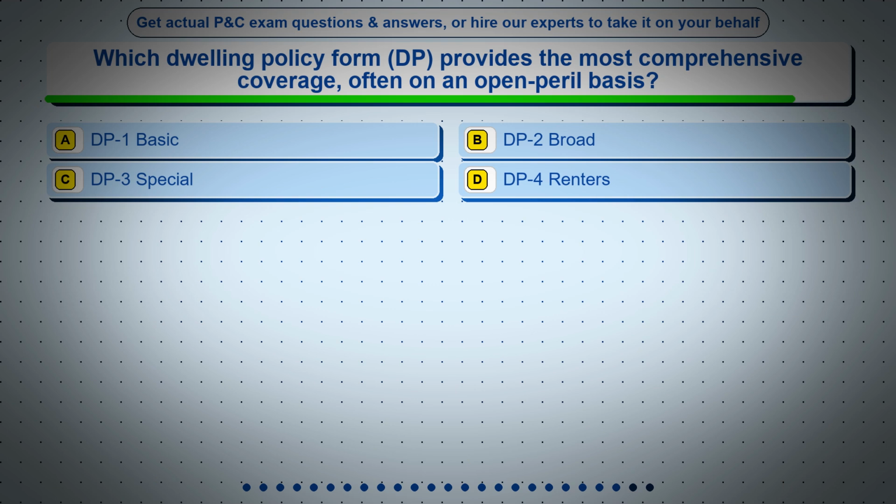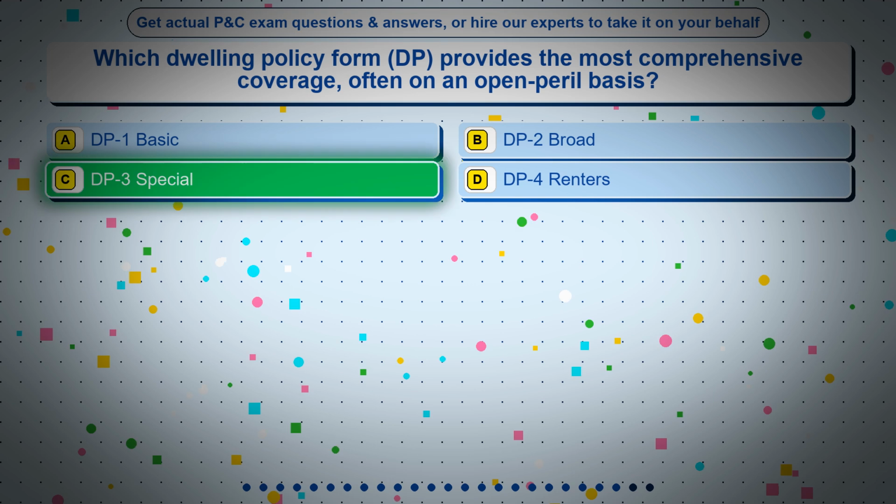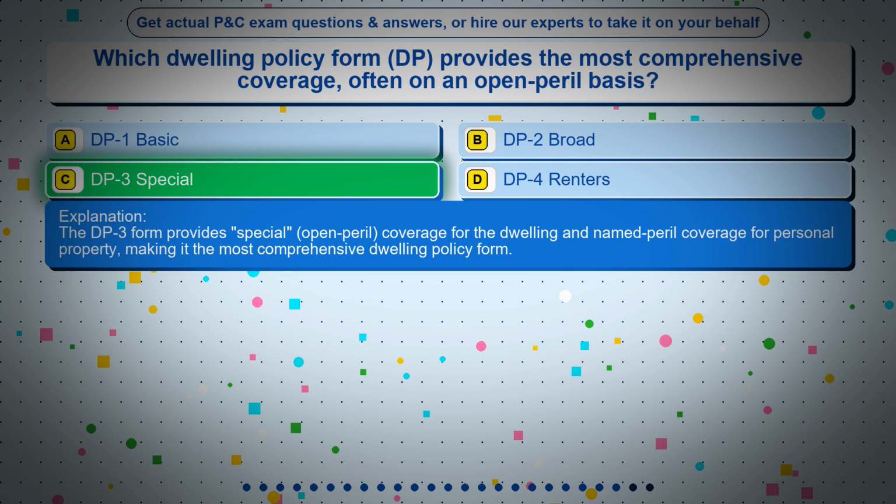Question 23. Which dwelling policy form, DP, provides the most comprehensive coverage, often on an open peril basis? Option A, DP1 basic. Option B, DP2 broad. Option C, DP3 special. Option D, DP4 renters. The correct answer is option C, DP3 special. The DP3 form provides special open peril coverage for the dwelling and named peril coverage for personal property, making it the most comprehensive dwelling policy form.